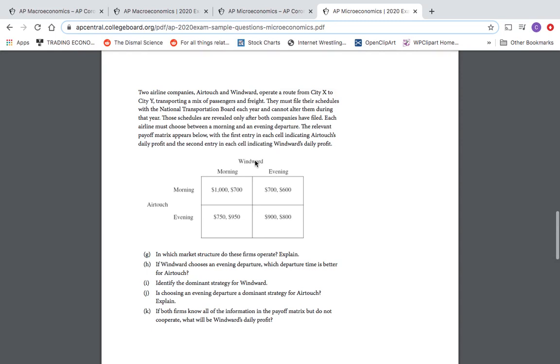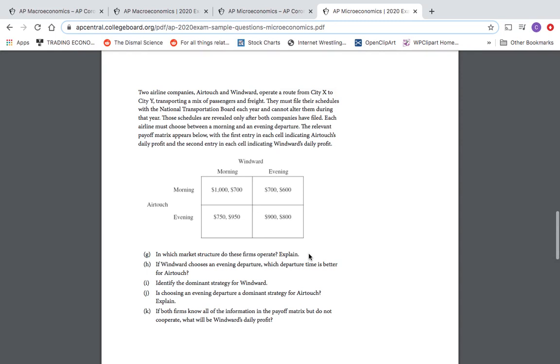So in which market structure do these firms operate? The second that you see a game theory matrix, you should start thinking oligopoly right away, because these firms are interdependent in terms of what their profits, their payouts will be. It's going to depend on what other firms decide to do.